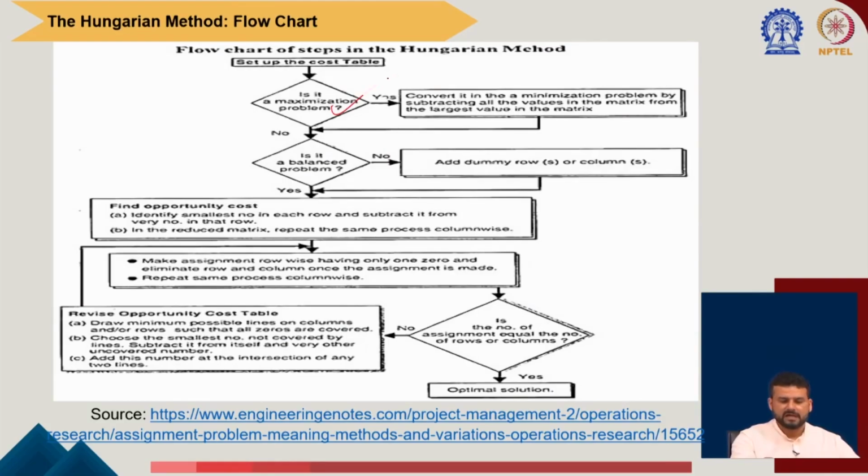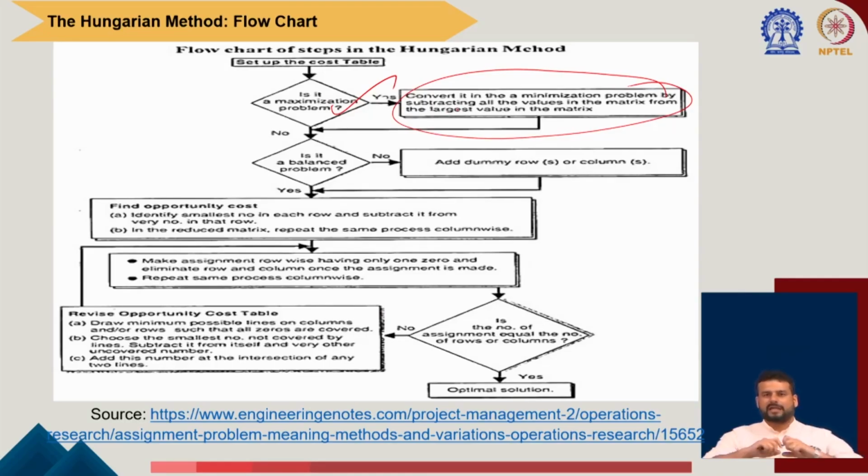I have already discussed this: is the problem maximization? You need to convert the maximization problem into a minimization problem. How can you do that? If it is a maximization problem, you find the largest value and subtract all the values of the matrix from that largest value, and that is minimization. Now that the problem is converted into minimization, the rest of the algorithm will be the same. Another way is to multiply all the cell values by -1. That is another way to convert the maximization problem into minimization, and the rest of the algorithm from here will be the same.